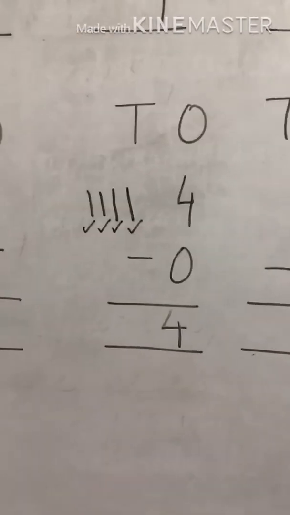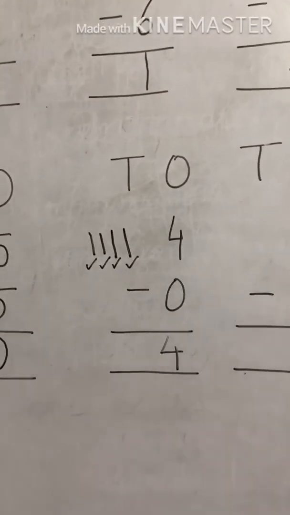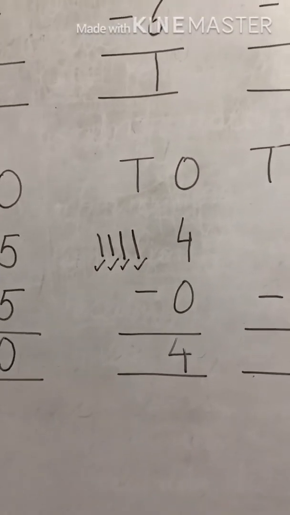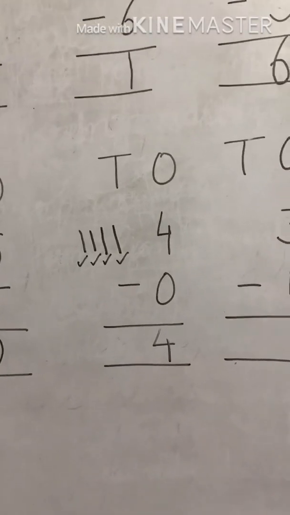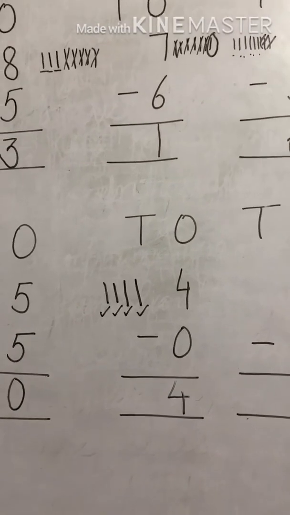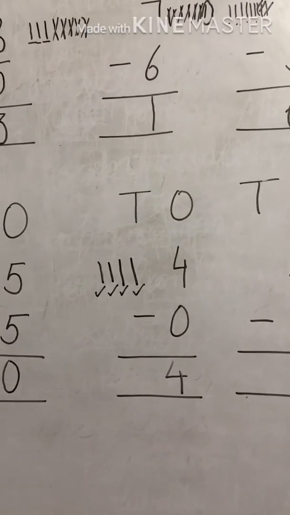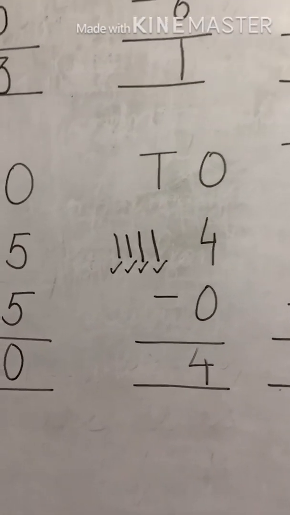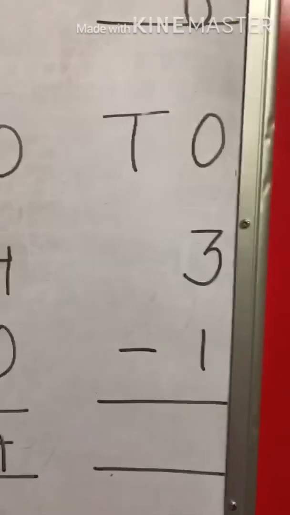So as we discussed in the previous video also, when we are subtracting 0 from a number, our answer remains the same number. So this is my answer. 4 minus 0 will give me 4 only. Let's do the next one.